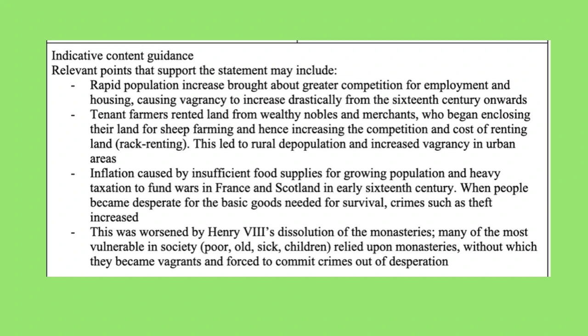But let's take a look at some examples, firstly of points you could have made to support the statement if that's what you chose to do. So you could say that rapid population increase brought about greater competition for employment and housing, and that caused vagrancy to increase drastically from the 16th century onwards. You could explain this further, maybe giving some more specific details and making comments which link this point back to the question or back to your overall argument. But that's a really good example of some background knowledge to support a judgment that you've already made.